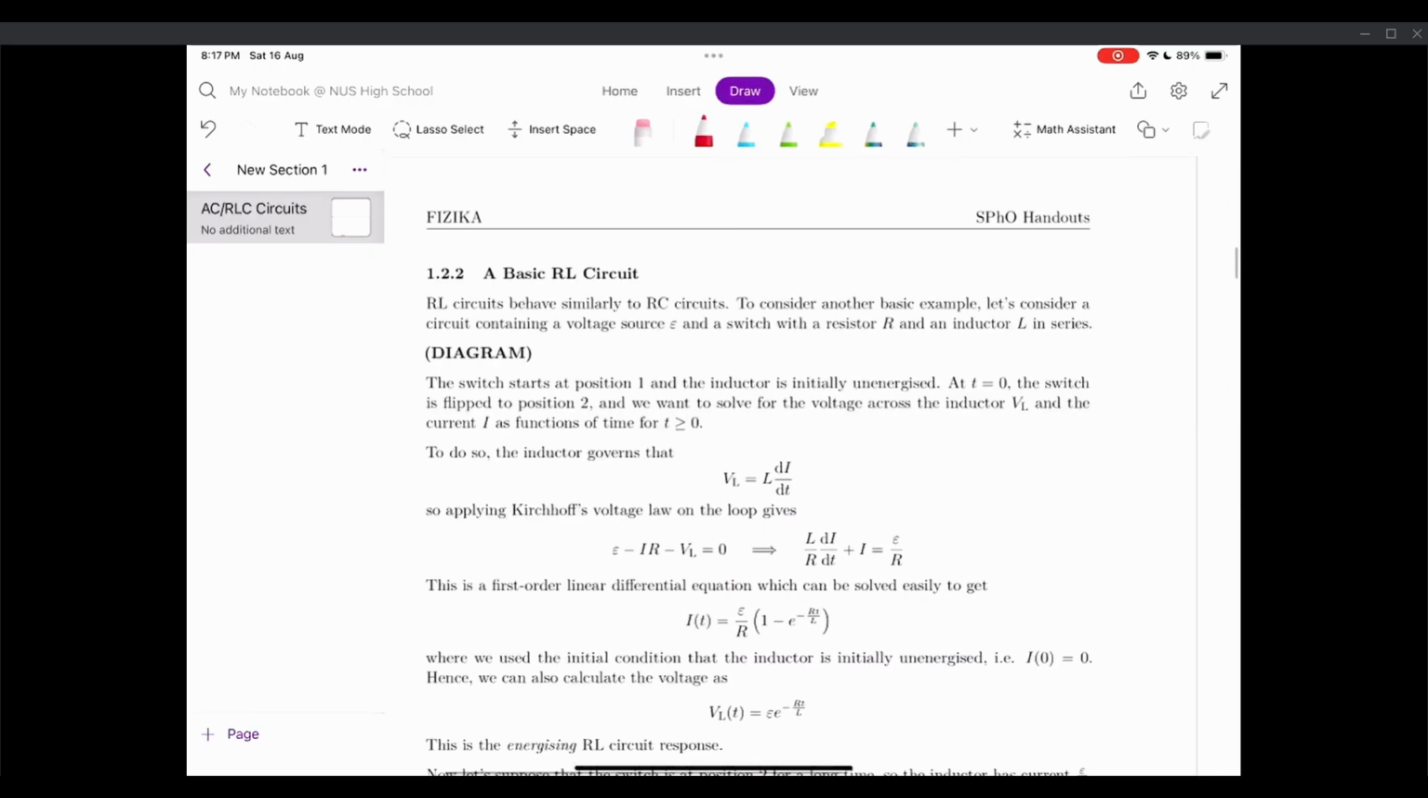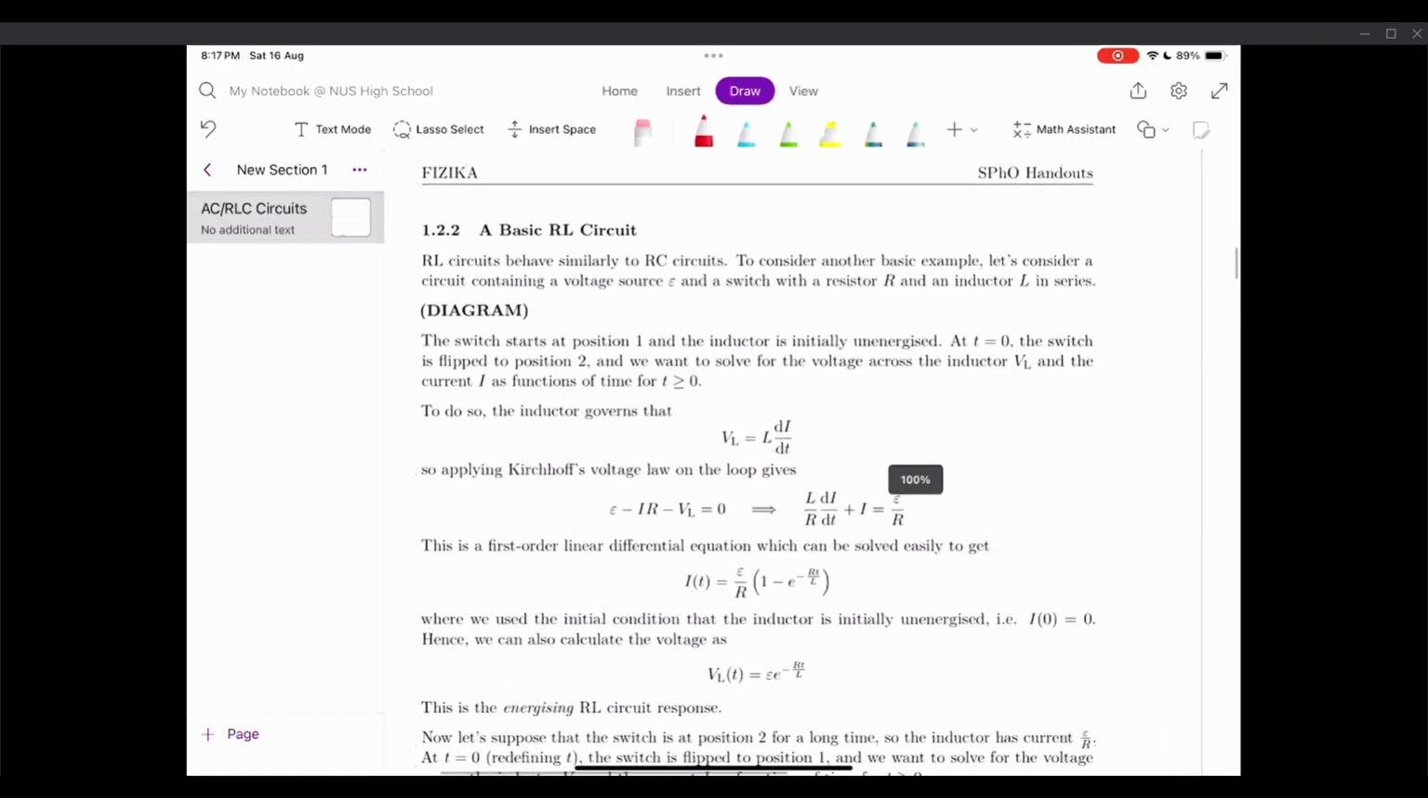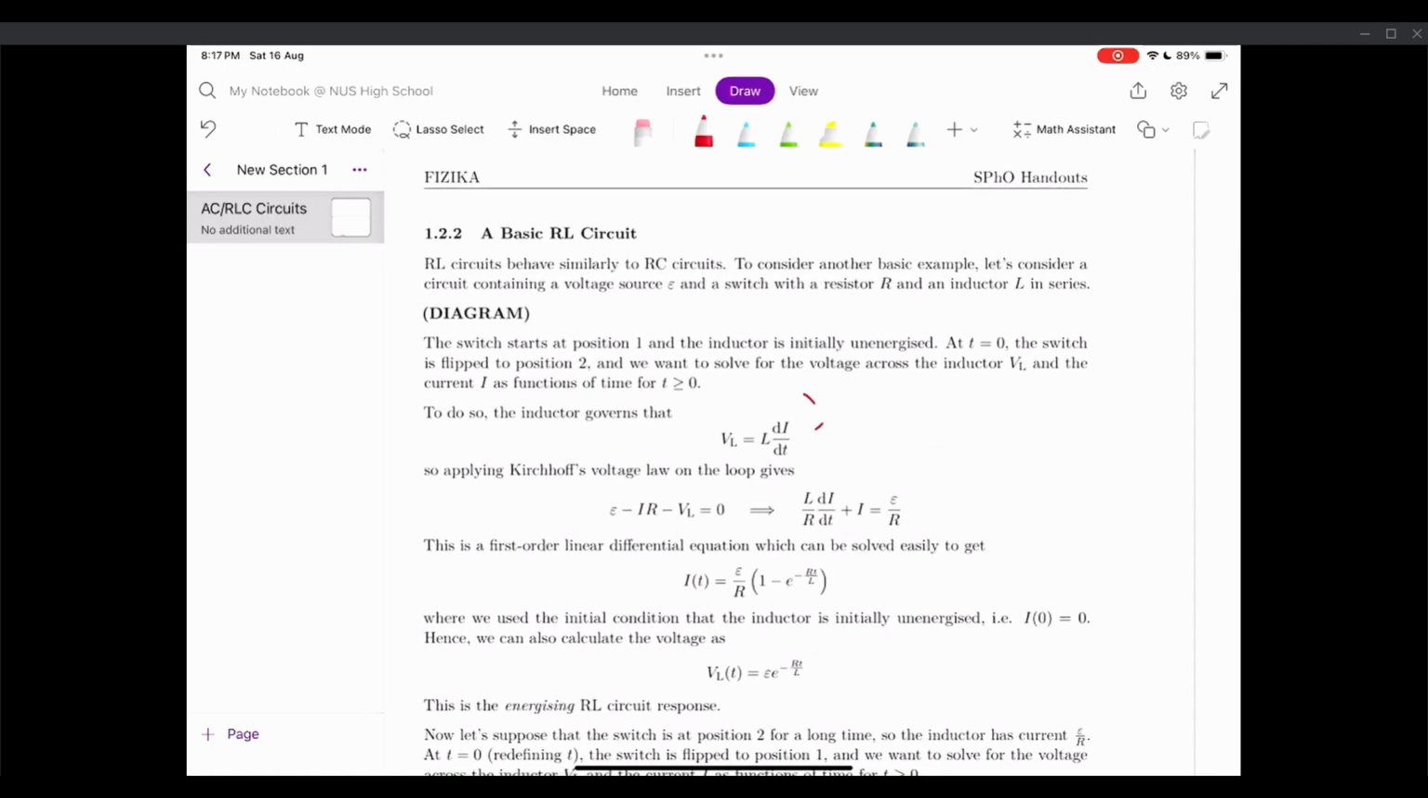I won't go through the derivation in depth again. You can read it yourself. But basically we apply the same equation again.